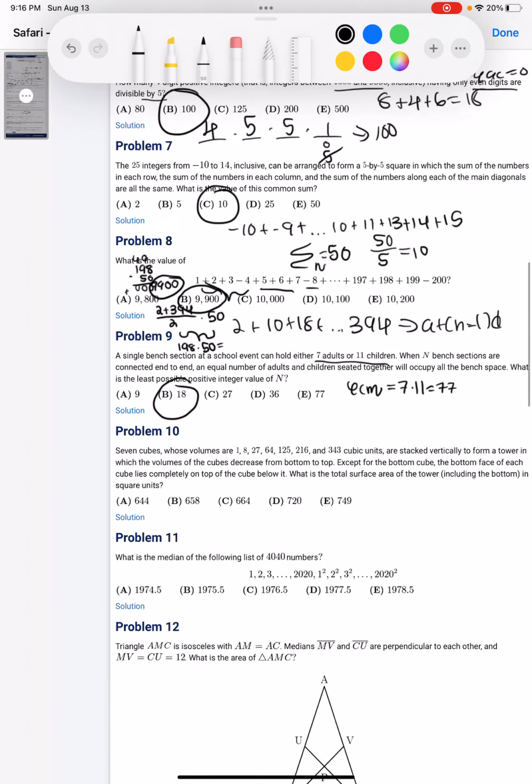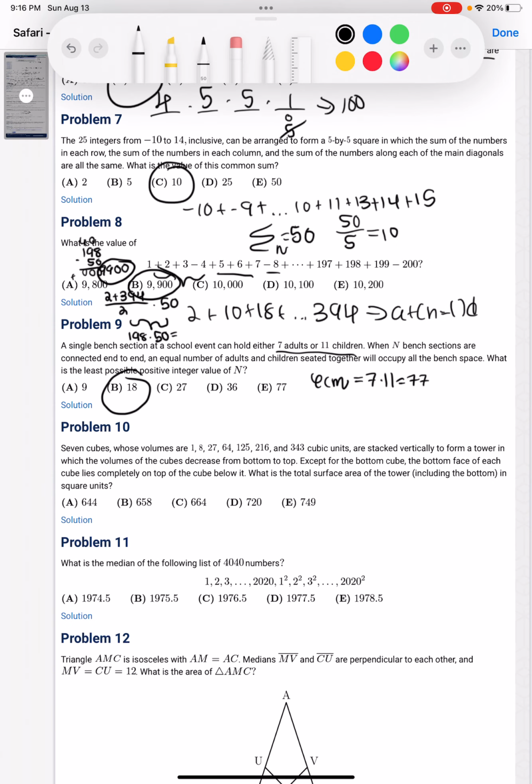So we could just have 18 total bench sections. That's simple. Okay. 7 cubes whose volumes are 1, 8, 27, 64, 125, 216, 343 cubic units are stacked vertically to form a tower in which the volumes of the cubes decrease from bottom to top, except for the bottom cube. The bottom face of each cube lies completely on top of the cube below it. What is the total surface area of the tower in square units?